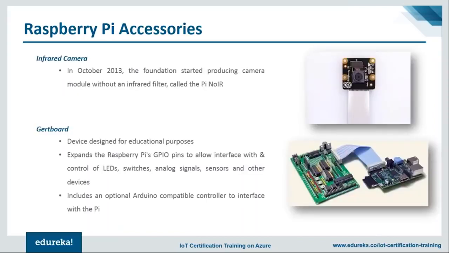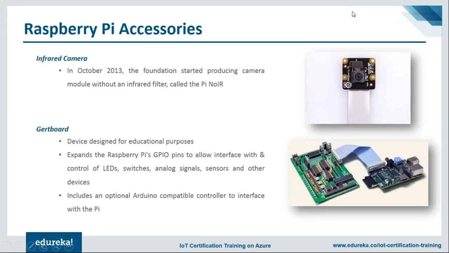So moving forward, let's also look at the infrared camera. This is a very interesting thing. It helps you capture video in infrared mode and is called Pi NoIR. Again, these components can be bought online and are among the most easily buyable.